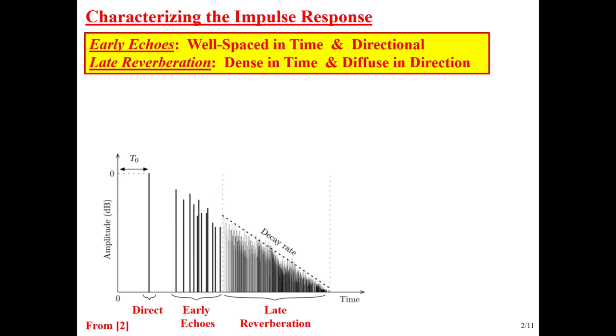Then later we get into the late reverb, and we've talked about how that follows roughly a straight line on a dB vertical axis. That straight line characterizes the decay rate. And there we see things are very dense in time and diffuse in direction. You can't really hear direction there, because at that point, everything's just bouncing all around the room, and you're getting simultaneously sounds coming pretty much from all directions all at the same time.